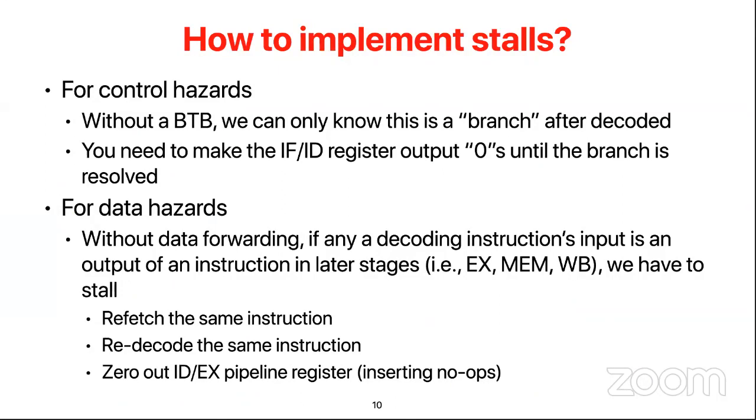So for control hazard, how do you implement a stall? You just need to make the instruction fetch and decode stages output zeros. And for data hazard, without data forwarding, you have to stall whenever an input is the output of a later stage. So you have to refetch the same instruction and decode the same instruction, so that by the time the value is propagated, you will get the right value.